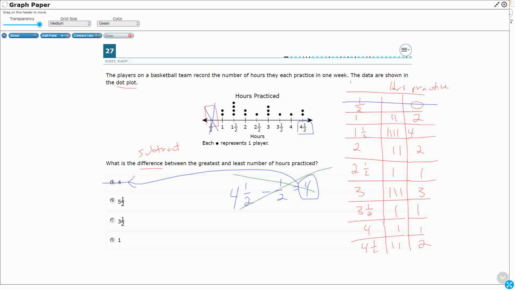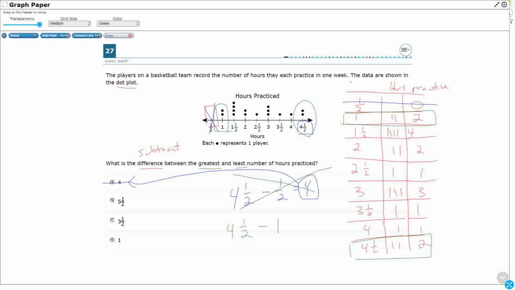So that's the trick here. We're not going to use that even though it's on our dot plot as the smallest value. We have to find the difference between the greatest and the least number of hours practiced. What is the greatest number of hours practiced, right? I've got 4.5. What is the least number of hours practiced? It was 1. So that's where we have to be very careful as to what we are subtracting. It's going to be that 4.5 minus 1.